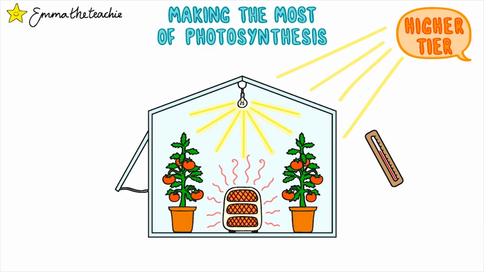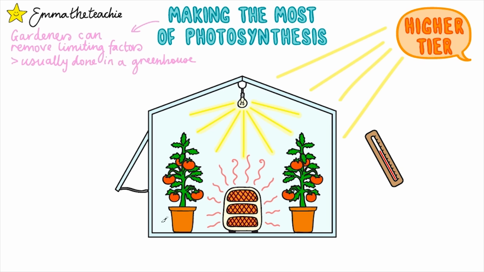3. Making the most of photosynthesis. We learned about limiting factors in the previous video and how they can affect the rate of photosynthesis. Farmers and gardeners can remove limiting factors to maximize the rate of photosynthesis. This is often done in a greenhouse, which looks like this. Pause the video and see if you can spot some ways in which this greenhouse increases the rate of photosynthesis.